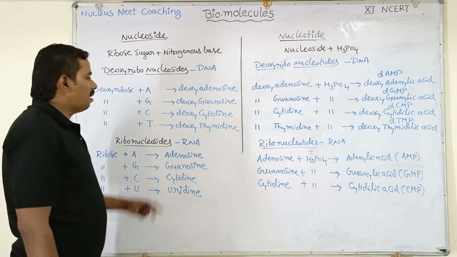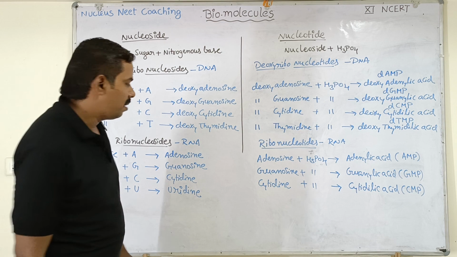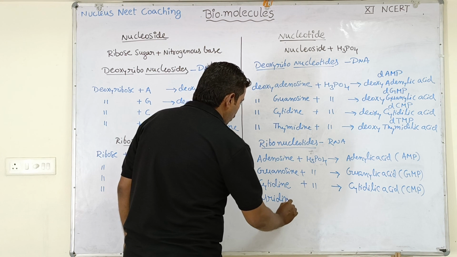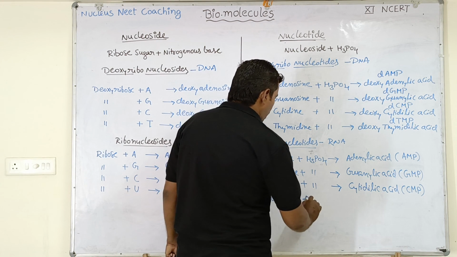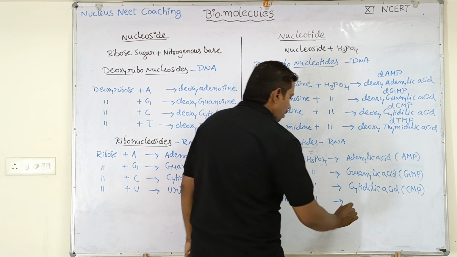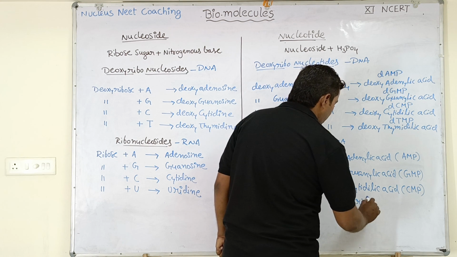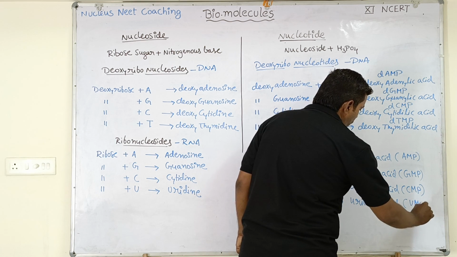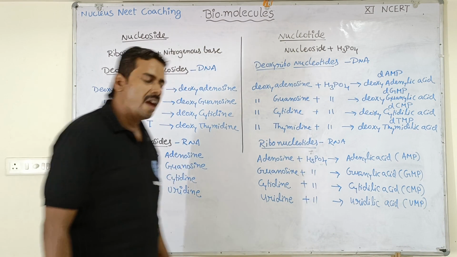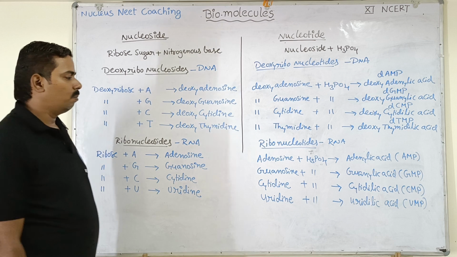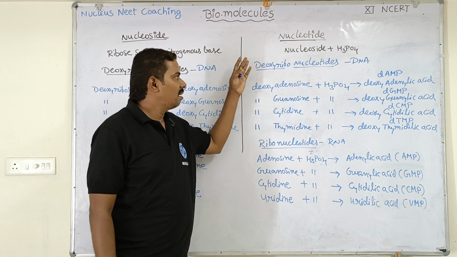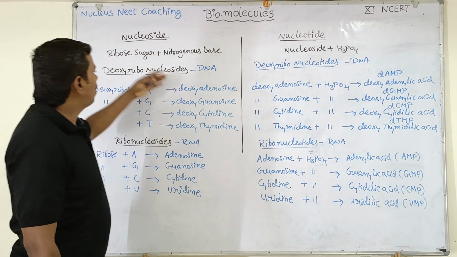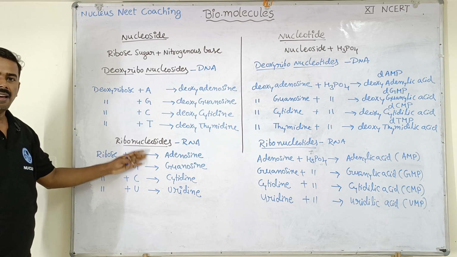Cytidylic acid. So here in ribonucleotides there will not be thymine, there will be uracil. So uridine is the corresponding nucleoside. Uridine, when it combines with phosphoric acid, forms a nucleotide called uridylic acid, simply called UMP, uridine monophosphate. So these are the different types of nucleotides present in DNA and RNA. These are the nucleosides present in DNA and RNA.